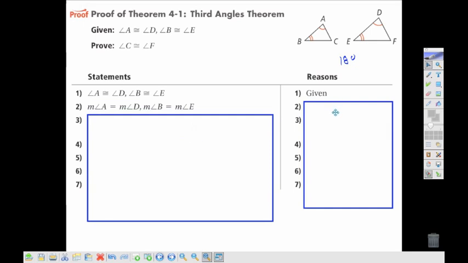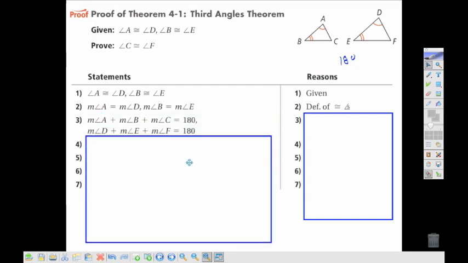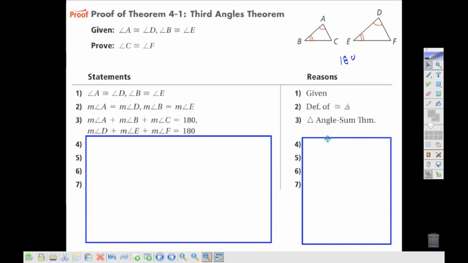And then we're going to change these to equal because we're going to be using plus or minus here in the 180. And we can do that just by using the definition of congruent angles. The definition of congruent angles was that we get measures that are equal. And then we're going to use our angle sum theorem from last chapter.